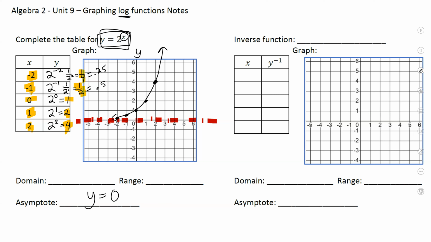Now let's do the domain. The domain is the left side of the graph. It's going to go forever this way, and the right side is going to go forever to the right. So this will be -infinity to infinity. All real numbers. Now let's do the range. The range, you go from the bottom to the top. So the bottom is down here. Where is that at? 0. And then your graph goes up to infinity. So that is your range.